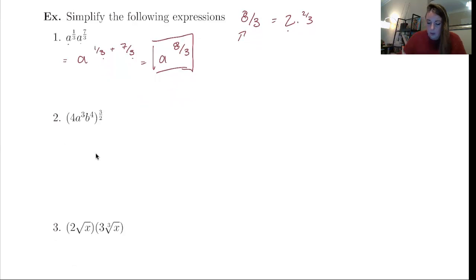Number two, a little bit more difficult. This is also still practicing and harping on those exponential properties that we talked about last time. So for 4 a cubed times b to the fourth, that whole quantity raised to the 3/2, what we're gonna do is distribute that exponent to each factor. Terms are separated by addition. Factors are separated by multiplication. So this will be 4 to the 3/2 times a cubed to the 3/2 times b to the fourth to the 3/2.